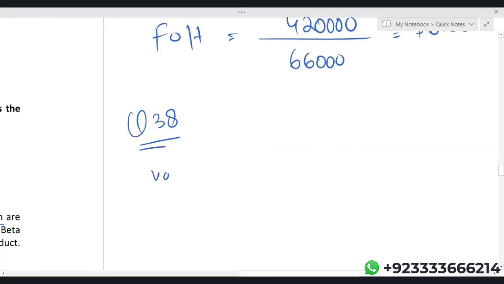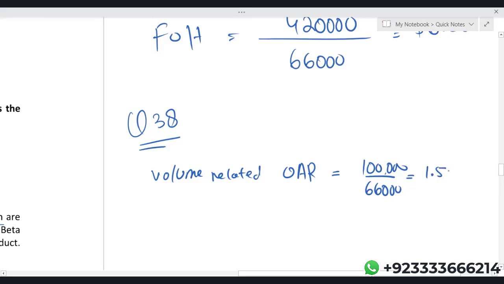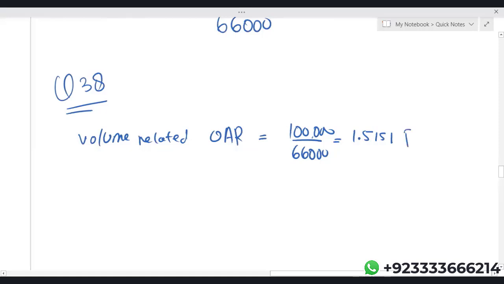Okay. Volume related overhead absorption rate is equal to 100,000 divided by labor hours, which we have already calculated, 66,000. I'm getting $1.5151 per labor hour.